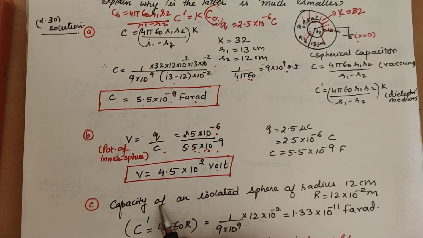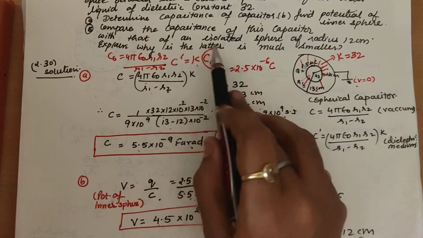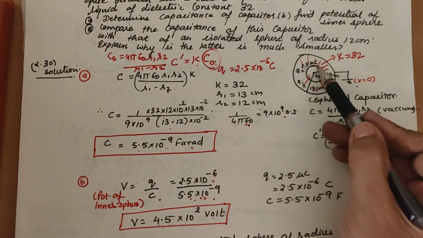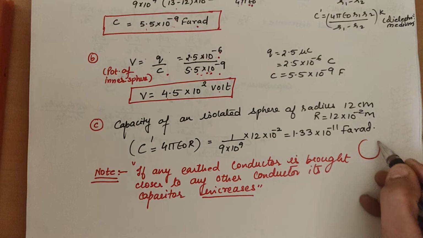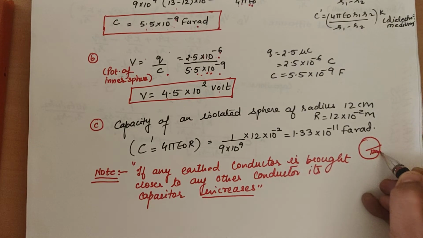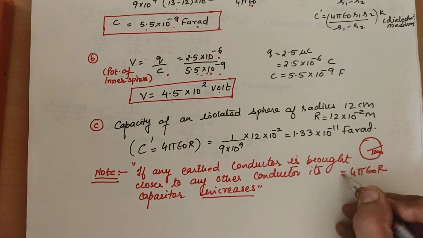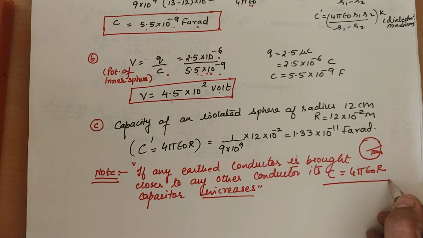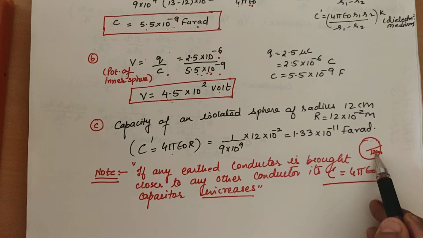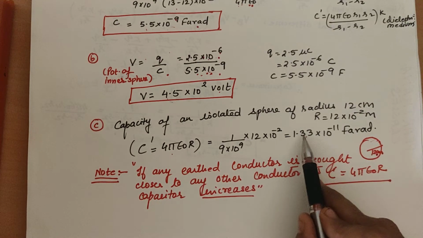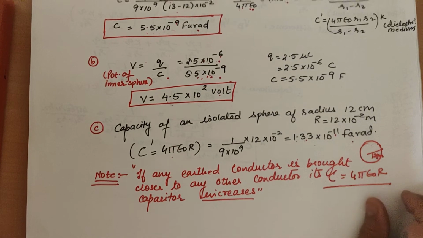Now we need to find out what the third question says. Compare the capacity of this capacitor with an isolated sphere of radius 12. Suppose only this isolated sphere of 12 centimeter is given to us. Then what is its capacity? We know the formula for this capacity, 4 pi epsilon naught R. If I find out for only this isolated sphere of 12 centimeter radius, this value comes out to be 1.33 into 10 raised to minus 11 farad, which is very small compared to this farad.